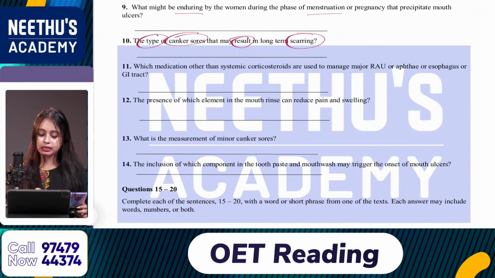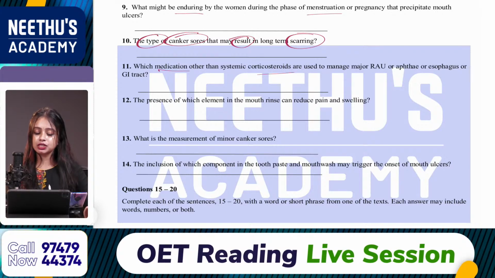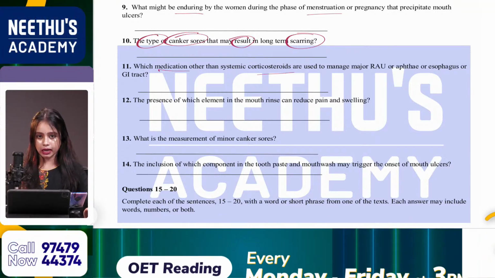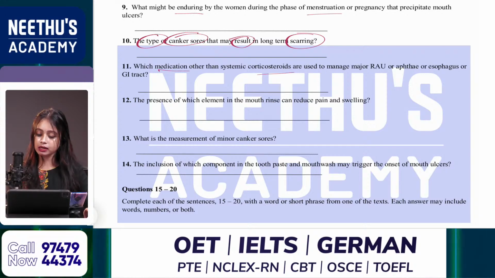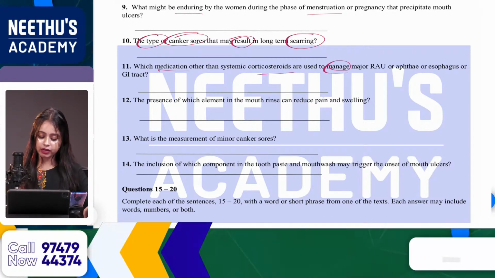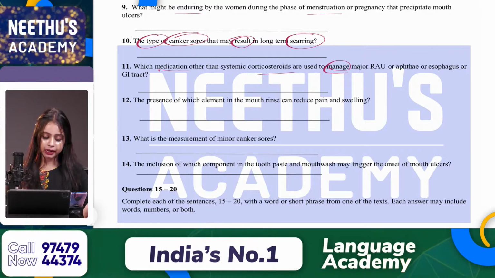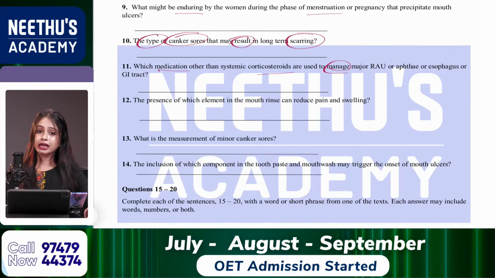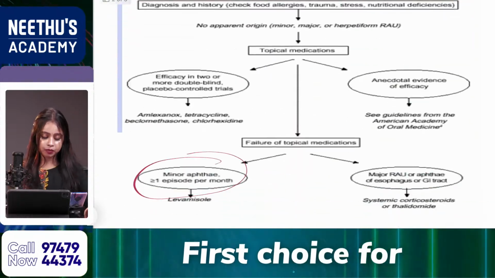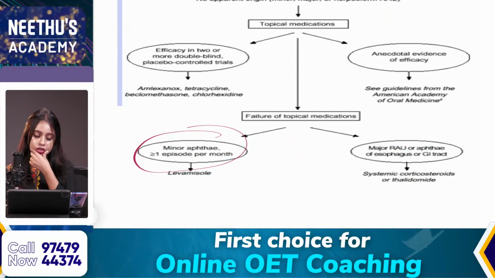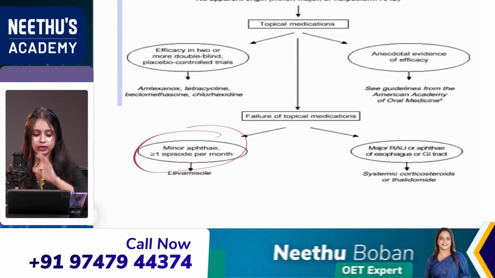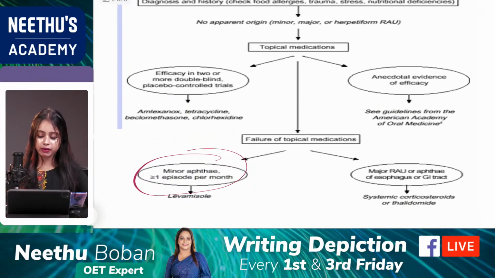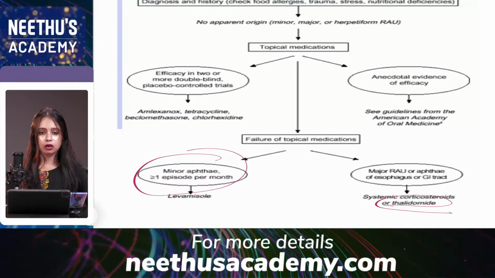Which medication other than systemic corticosteroids is used to manage a major RAU or aphthae of the esophagus or GI tract? Okay, so my keywords: medication, corticosteroids, and manage. So the 11th one, what is the medicine? Okay, so that is thalidomide. Very good. Which is mentioned in text C. Okay, Reshma, Kartika, Joycey, Vaishnavi, that is thalidomide from text C. So the answer is from text C, and the medication they are using is thalidomide. That is the medicine.